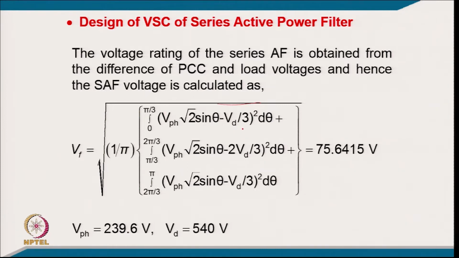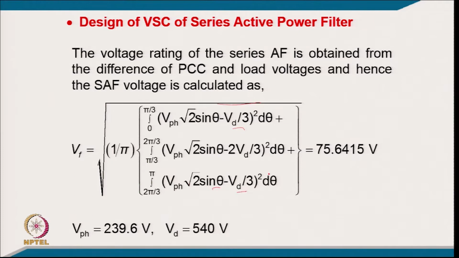We have a sine wave minus, because we are forcing the series active filter to conduct all the 3 phases. So, during conduction of the first 60 degrees you will have a supply voltage minus the voltage reflected from the DC link. The second segment is where the sine voltage will be 2 Vd by 3 reflected voltage on that, and the third will be from 2 pi by 3 to pi, up to 180 degrees, and this is Vd by 3.